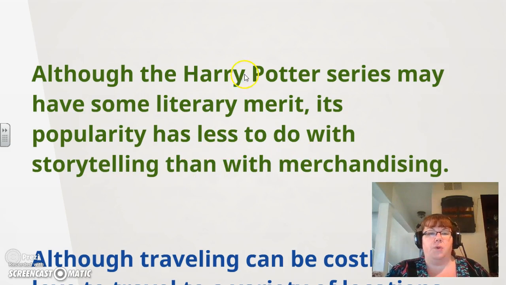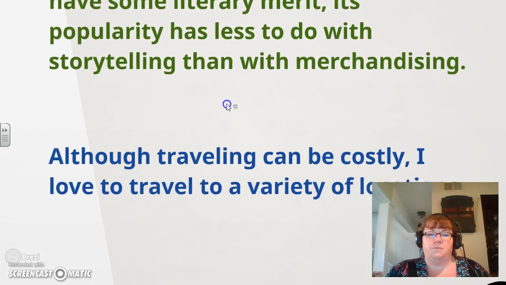So looking at both aspects of this is important. They're laying out this idea of literary merit versus this idea of popularity. The idea of popularity is what they're going to discuss, versus this idea of literary merit.